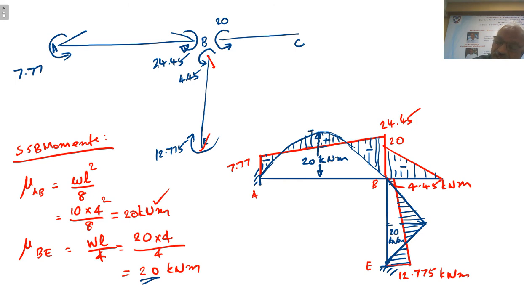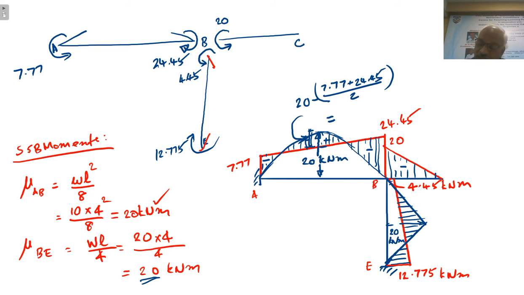The net value for the design purpose at the midspan, what is the moment for which we have to design? That is total is 20 minus 7.77 plus 24.45 by 2. We have to design the midspan section only for the net moment, 20 minus 7.77 plus 24.45 by 2.